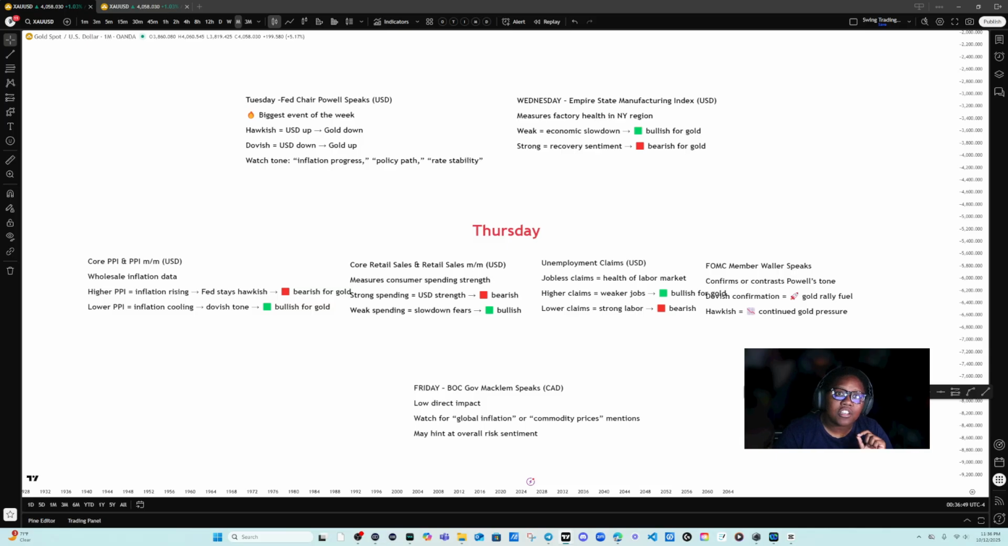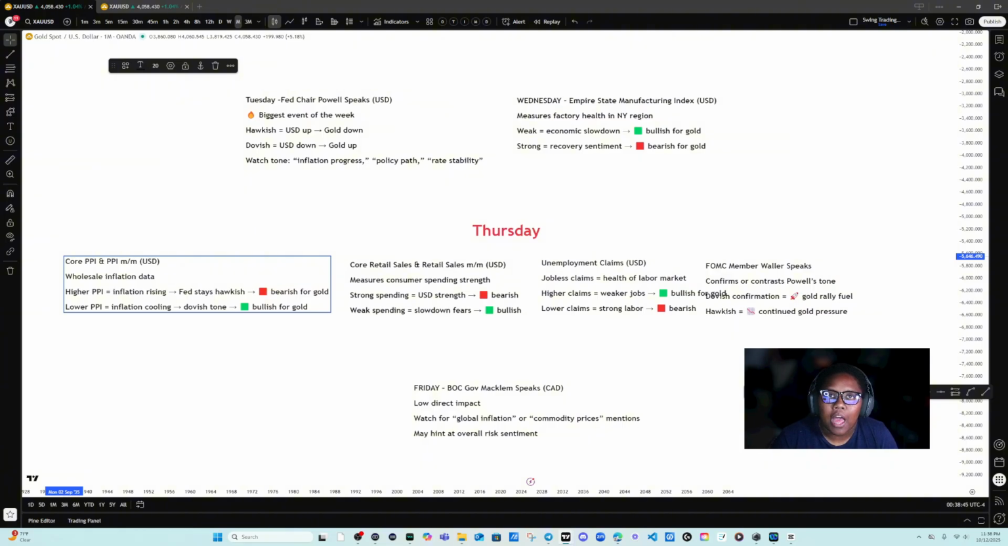Inflation isn't just a number, it's gold's oxygen. We start understanding the cost before it actually hits the consumers. Rising PPI equals hotter inflation. The Fed may stay hawkish, which could cause gold to start to price bearish. Falling PPI equals a cooling in inflation, which gives us a weaker USD and gold could explode up. Expect volatility. Gold reacts fast when inflation data hits. If PPI drops while Powell's tone stays soft, that's a double bullish combo for gold.